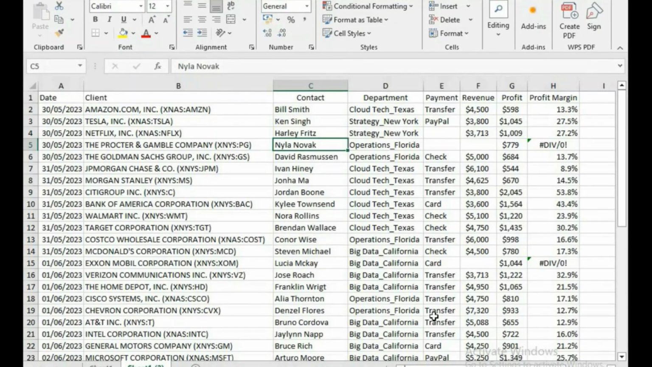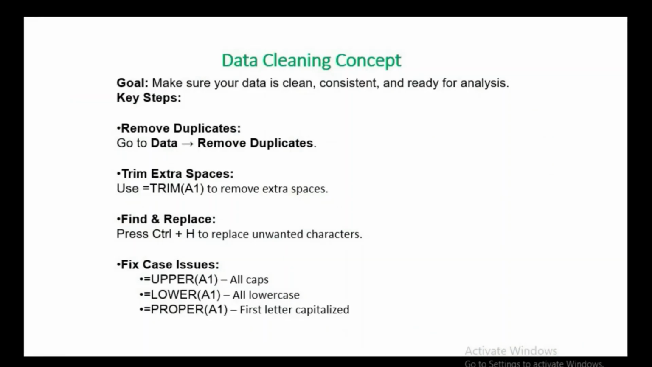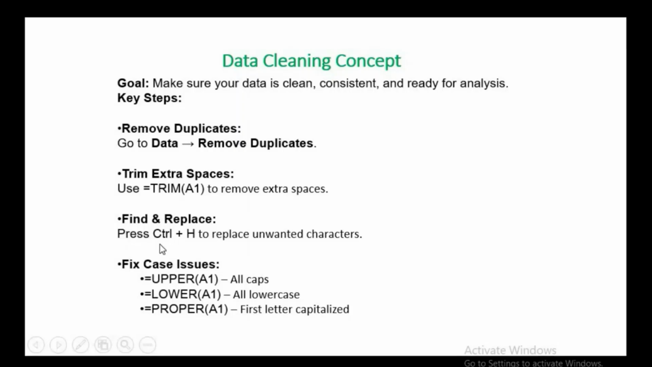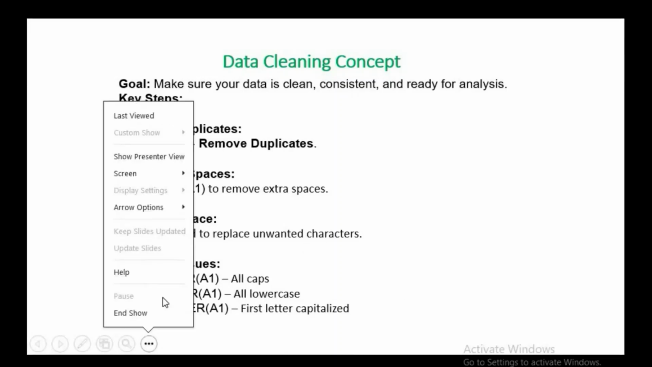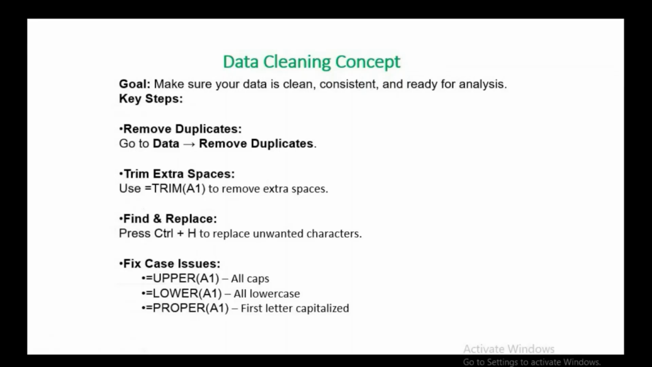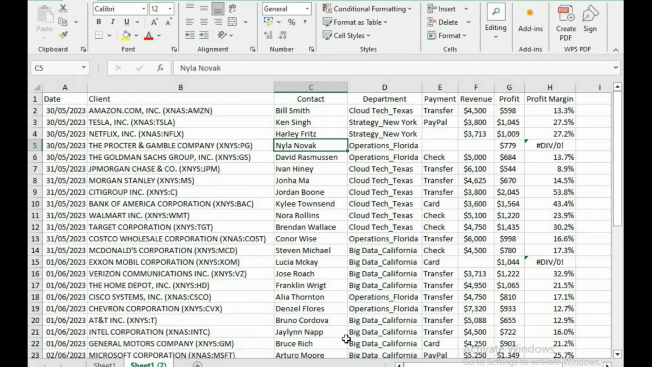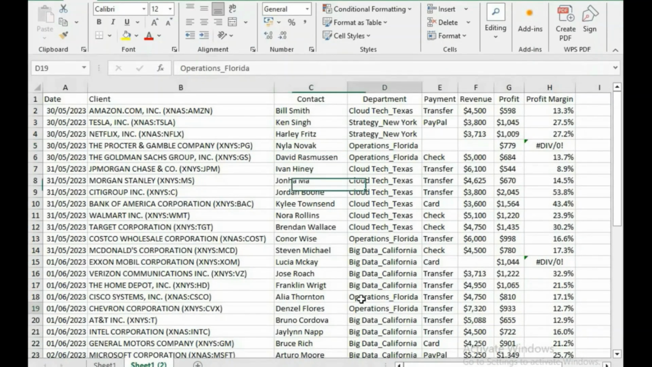Okay, now let's look at our table of contents again. Let's look at another data cleaning concept, which is find and replace. You press Ctrl plus H to replace unwanted characters. That is the shortcut, if you are using shortcut keys, but we are not going to do that. Let's look at the proper way to go ahead and do that, because I'm assuming you are a beginner in Excel. Now we are looking at removing and replacing.